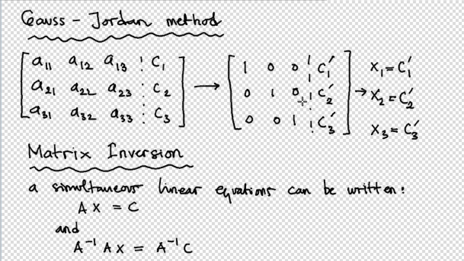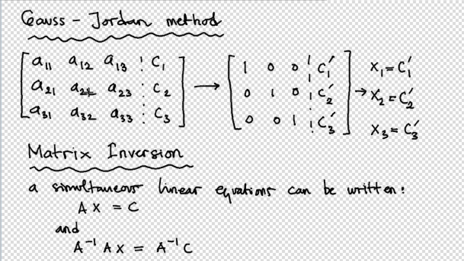Then if we have this identity matrix, we will have this new constant, and then this new constant will be the solution of this simultaneous linear equation. So you change from this matrix into this matrix by using Gauss elimination, and then you will find the solution directly without doing substitution. In Gauss elimination, we change this matrix into triangular matrix.